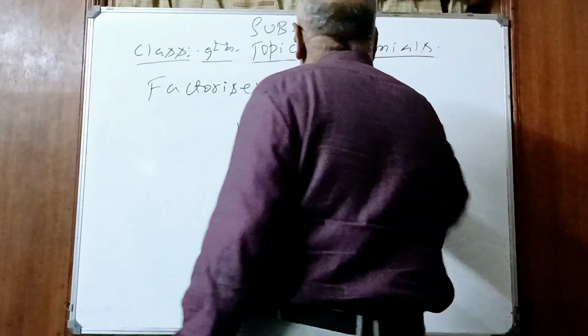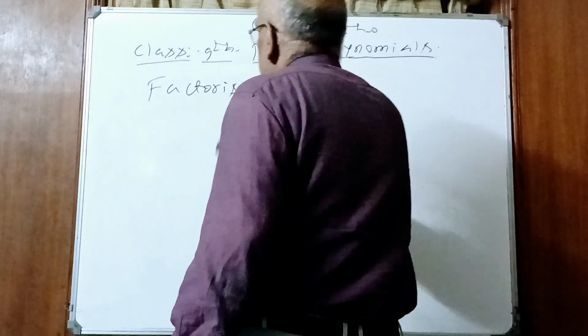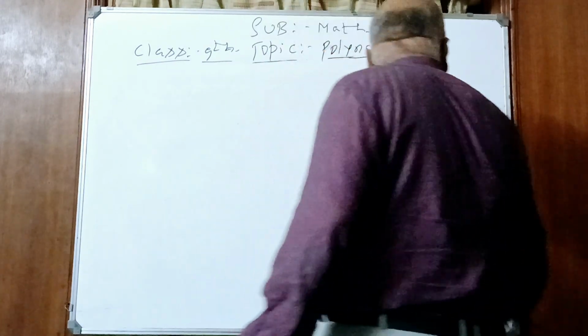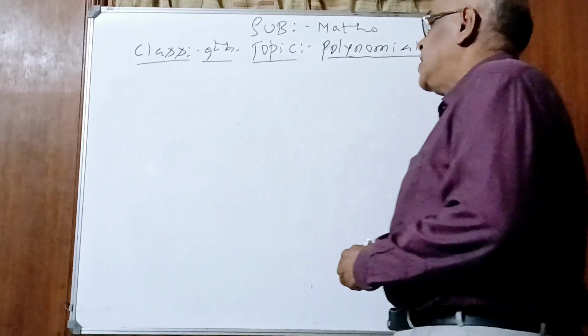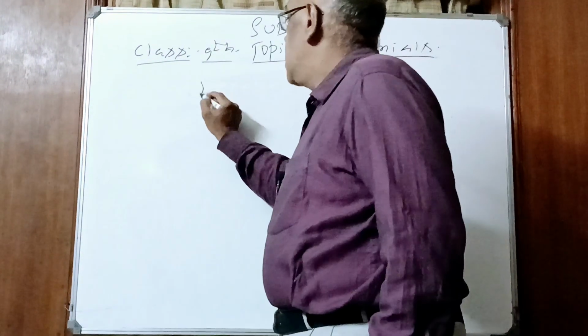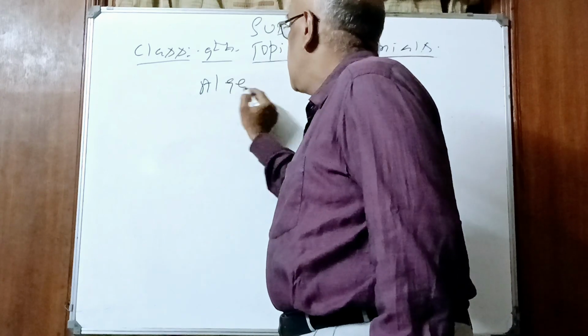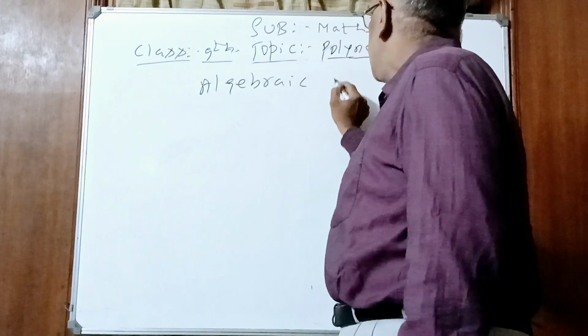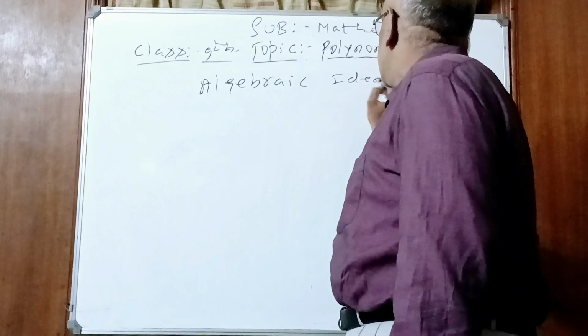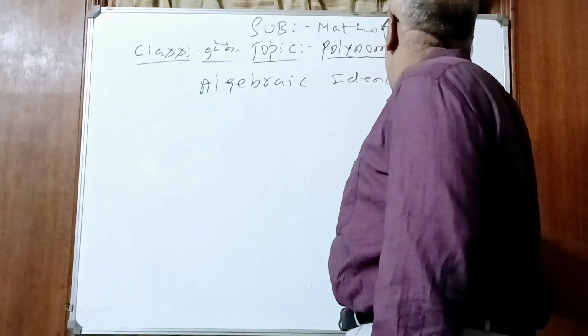We'll go to the next one. What is that, children? Algebraic identities. We have to use these identities. Standard ones. Ready-made answers you can find. Algebraic identities.